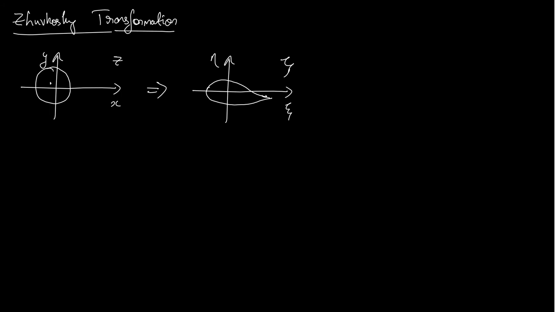The Zhukovsky transformation is a type of mapping called a conformal mapping, which is a one-to-one mapping that is mostly used for converting geometrical shapes for different purposes. Like in our purpose, it's for ease of analysis, because it's much easier to analyze the flow over a cylinder than that of an airfoil.